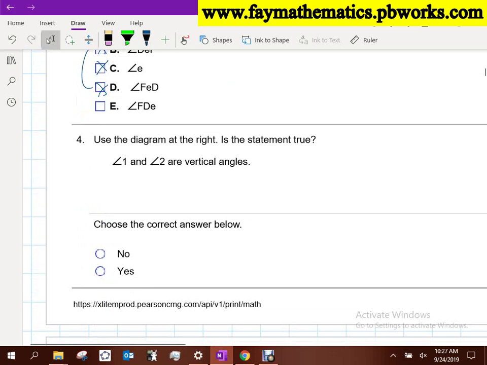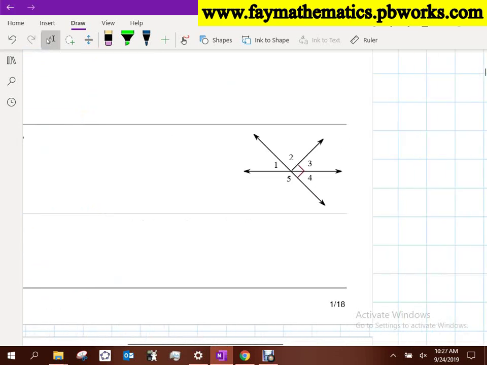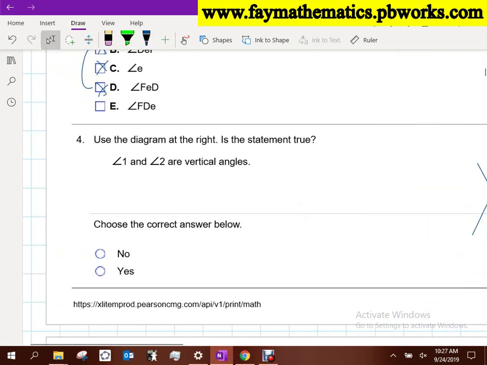Use the diagram at the right. Is the statement true? Angle 1 and angle 2 are vertical angles. That would be false. 1 and 2 are not vertical angles. Remember vertical angles, like that would be 1 and that would be 2. Those are vertical. 1 and 2 here, if you remember, those are adjacent. So that would be no.